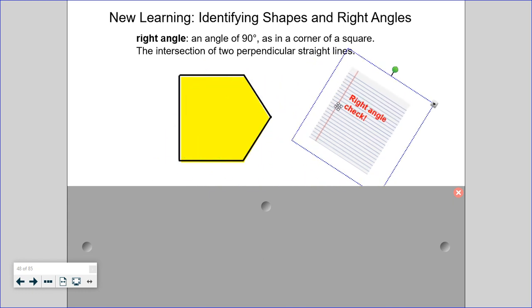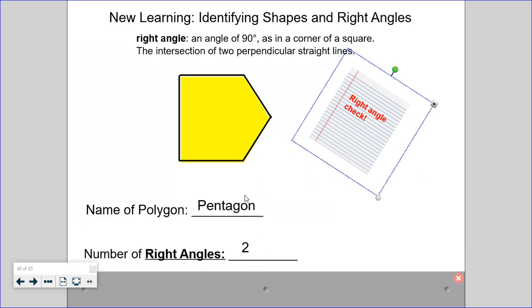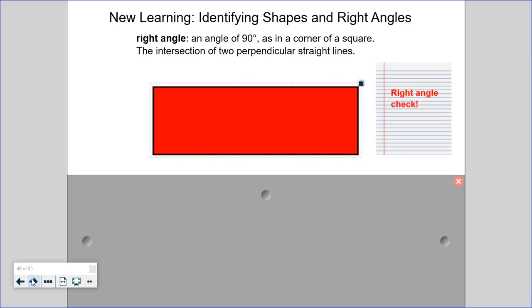And this is where the right angle check using the paper is helpful because honestly, when I looked at this angle without checking, it kind of looked like it could be a right angle to me. If I hadn't checked, I might have counted that. But since we did the test, we know that this angle right here is not a right angle. So how many right angles does it have? It has two right angles. And like I told you, this is a pentagon. So let's try another one.